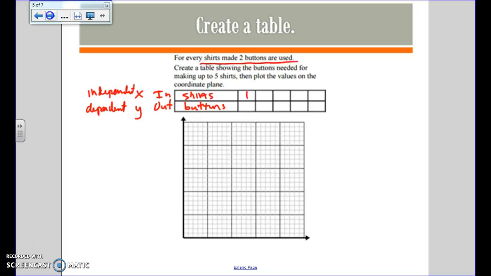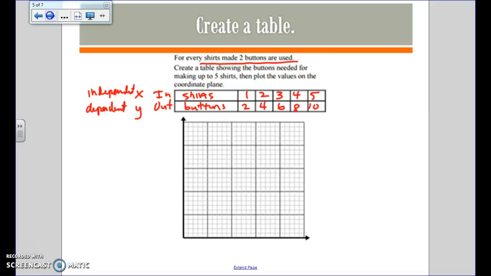So if we had 1 shirt, we would need 2 buttons. And if we had 2 shirts, we would need 4 buttons. 3 shirts, 6. 4 shirts, 8. 5 shirts, 10. Okay? Each shirt adds 2 buttons. So let's just take a look here.